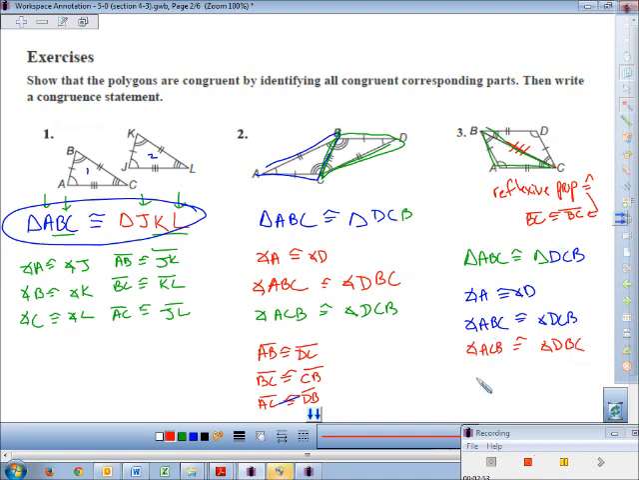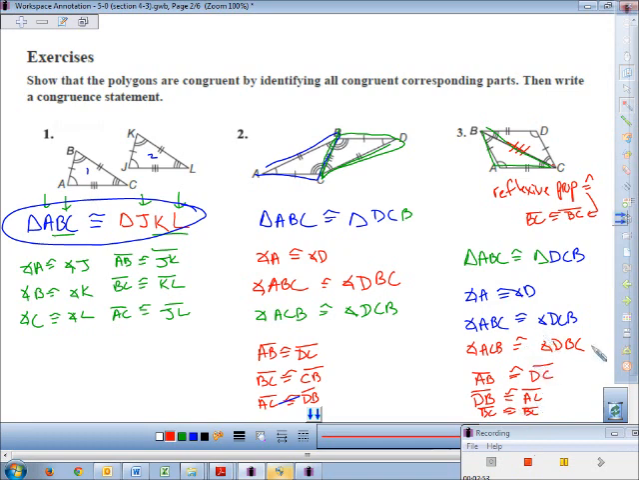Now, segment-wise, like we said, segment AB single goes with segment DC. They're congruent to each other. Segment DB up top is congruent to segment AC. And then segment BC is congruent to segment BC itself.